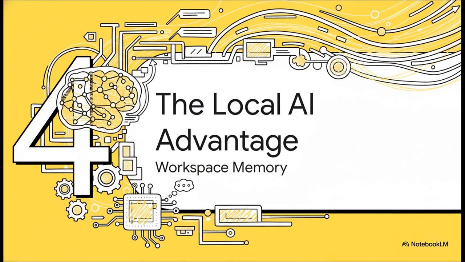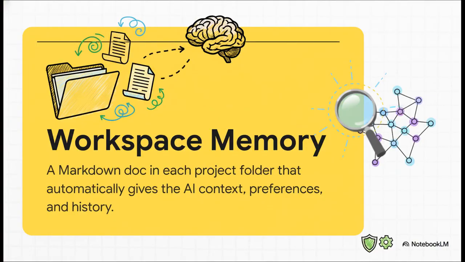So what's the secret sauce behind all of this contextual awareness? Let's dig into the core technical differentiator that makes this AI actually useful for specific projects. It's something they call workspace memory. Workspace memory is implemented as a simple markdown file that lives inside each project folder. This little file gives the AI all the context, user preferences, and project history it needs. That means it doesn't have to relearn everything from scratch every single time.